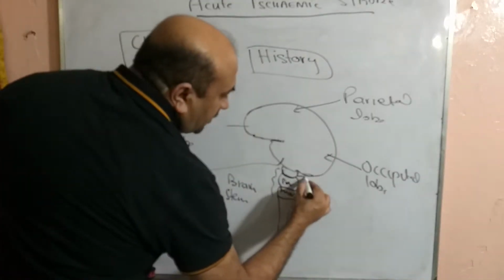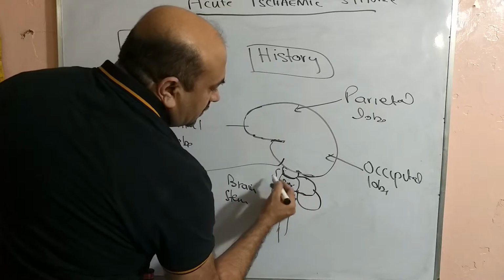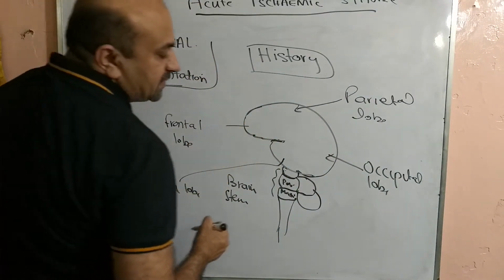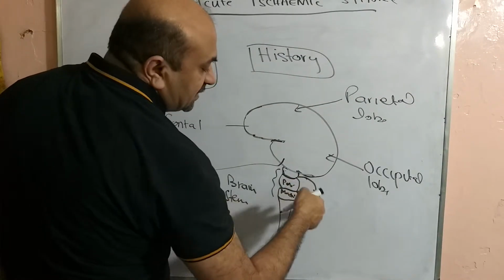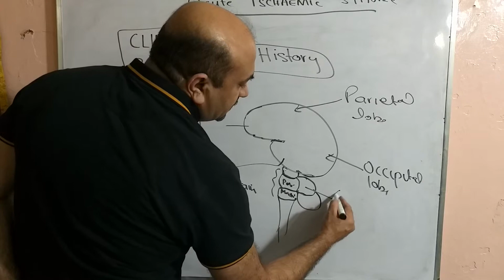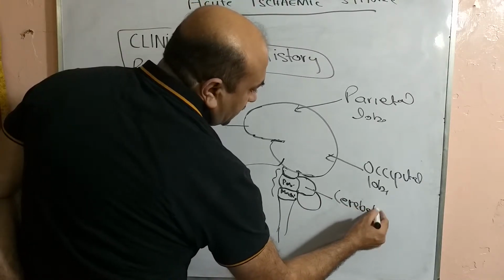And behind or along with this we have the cerebellum. There are two hemispheres, like the hemispheres of the cerebral cortex. Cerebellum has got two hemispheres. So I am making only this side, this is cerebellum.